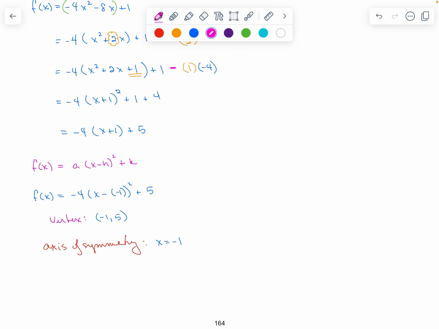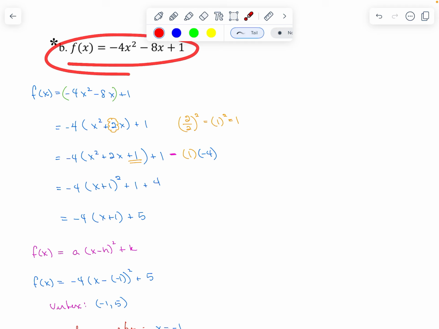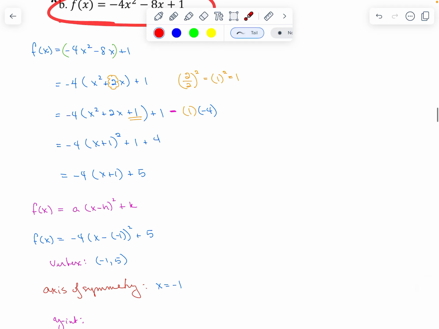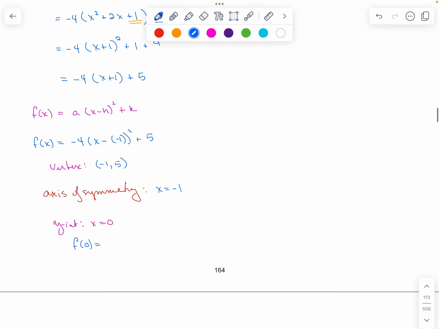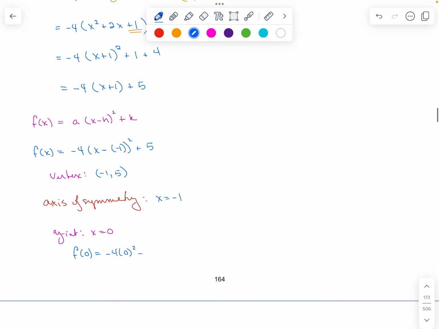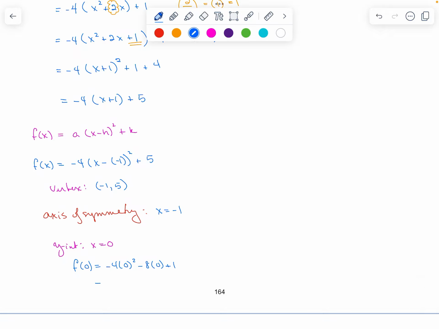Another thing that's easy to find is the y-intercept. You want to use the first equation to do it, because when you're finding the y-intercept, x is equal to 0. So when I plug it in, f of 0 is equal to negative 4 times 0 squared, then negative 8 times 0, and then plus 1. So this gives me the ordered pair 0, 1.